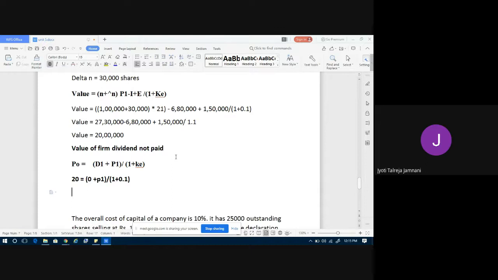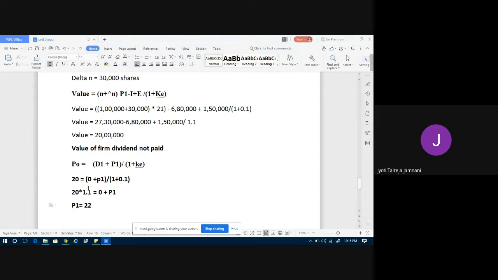So 1 plus 0.1 is 1.1. So it will be 20 into 1.1. If I take that divided by this side, it will become multiplication, which is equal to 0 plus P1. So 20 into 1.1 is 22. So P1 will be 22, because if I get that 0 this side, it will be minus 0. So 22 minus 0 is 22. So the value of the per share P1 is 22 in this case.